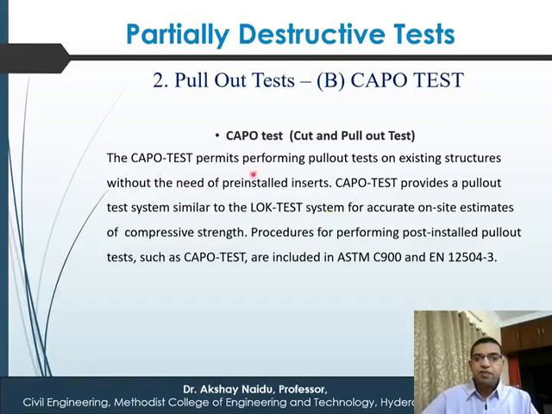The capo test permits performing pull-out tests on existing structures without the need of pre-installed inserts. Capo test provides a pull-out test system similar to lock test system for accurate on-site estimates of compressive strength. Procedures for performing post-installed pull-out tests such as capo test are included in ASTM C900 and Eurocode 12504.